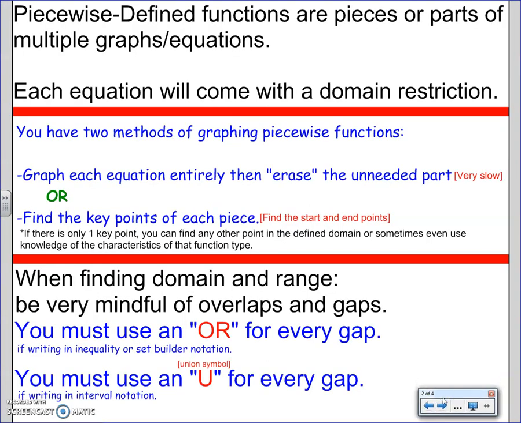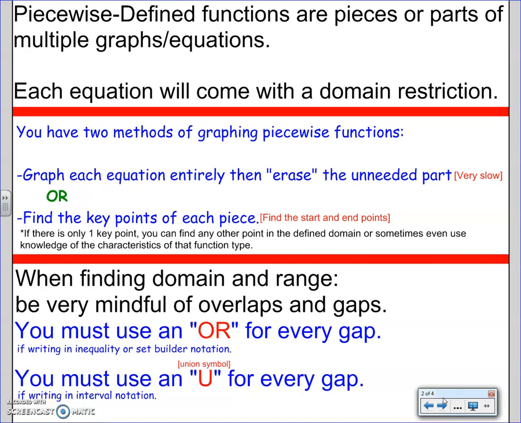So piecewise functions are pieces or parts of multiple graphs on the same graph. Each equation will come with a domain restriction because we only want one piece of it, not the whole thing. There are two ways to graph it. The slow way is to graph each equation and then erase the unnecessary part. Or the smarter and faster way is to find the key points for each piece, such as the starting points and end points, and use that.